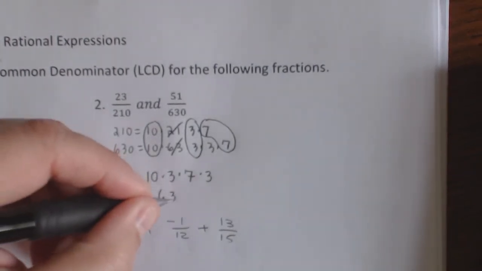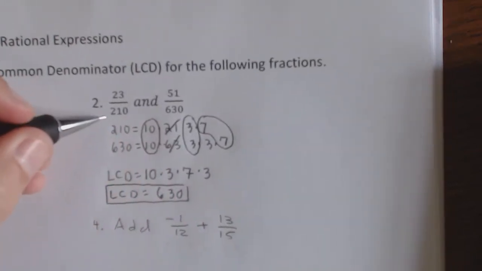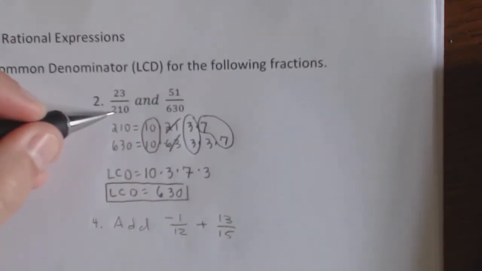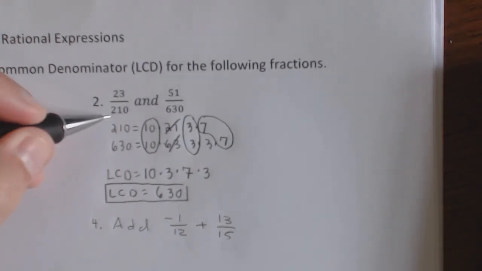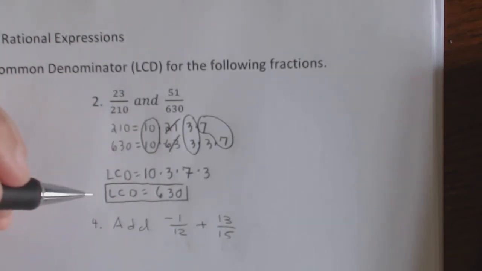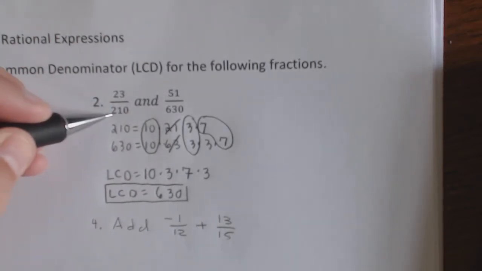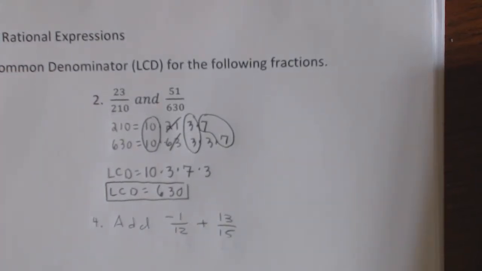630. So in this case, the LCD was the bigger number, and that's where this technique of taking the smaller number and multiplying it comes in. Multiply it by 1, 210. 630 doesn't go into 210. Multiply it by 2. 210 times 2 is 420. 630 doesn't go into 420. 210 times 3, that's 630. And so you found your LCD.